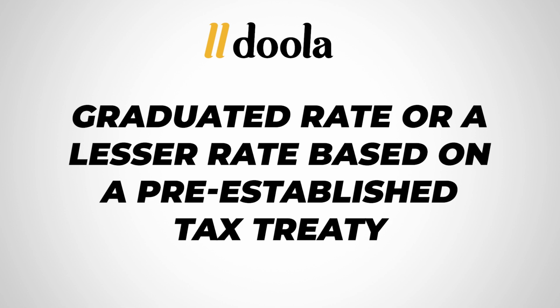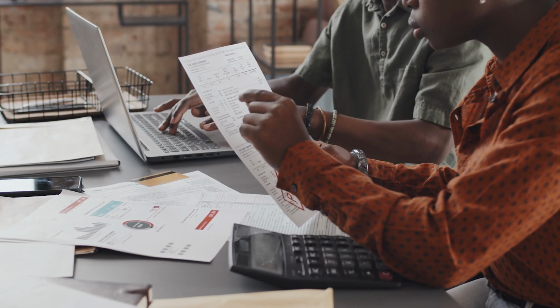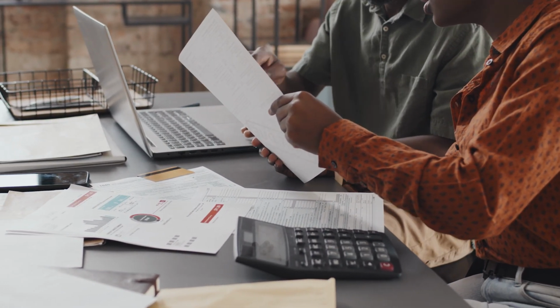This income source gets taxed at the graduated rate or a lesser rate based on pre-established tax treaties. These earnings are not subject to tax withholding under the Foreign Account Tax Compliance Act, also known as FATCA, F-A-T-C-A. Types of income considered as ECI are subject to different tax rates. Knowing which income falls under the ECI umbrella can help you plan out your taxes.